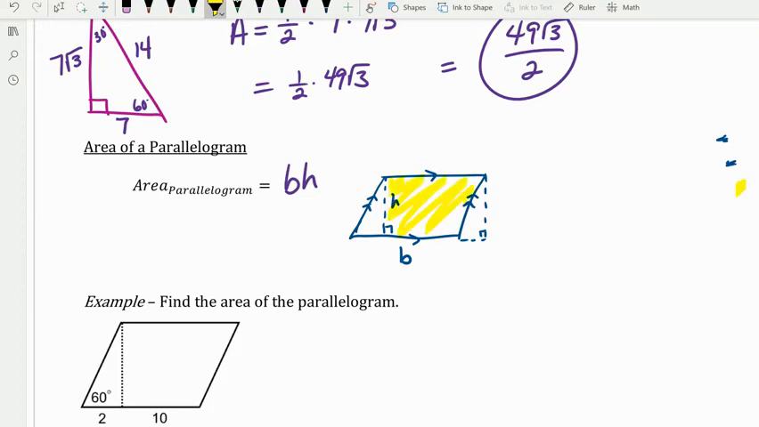This piece here is like our rectangle, right? So if I take that triangle off the parallelogram and put it on the other side, you can see how it's a rectangle and the area is still base times height.